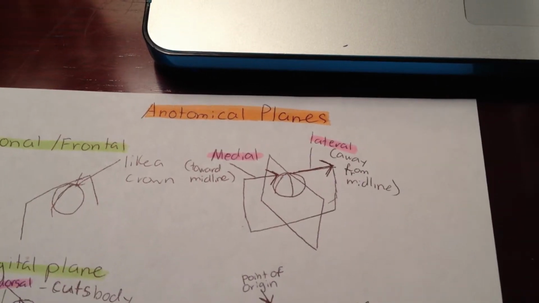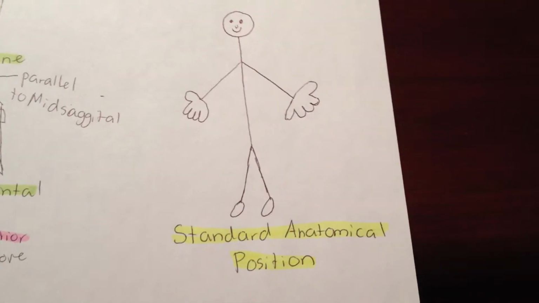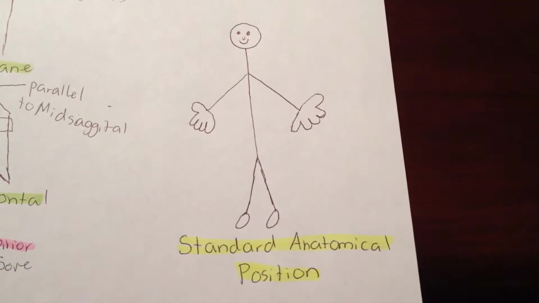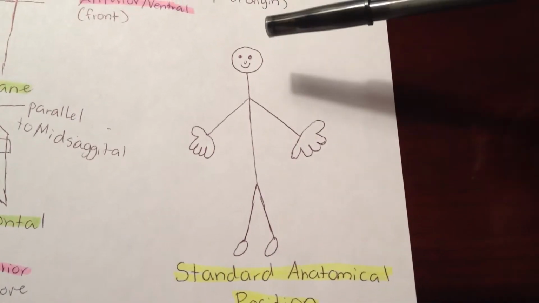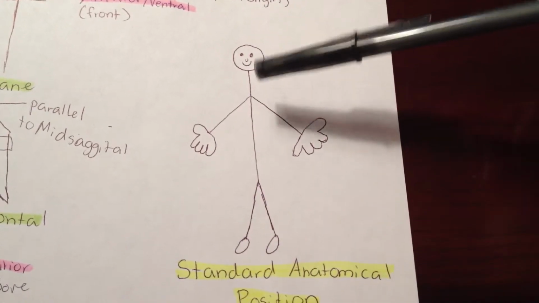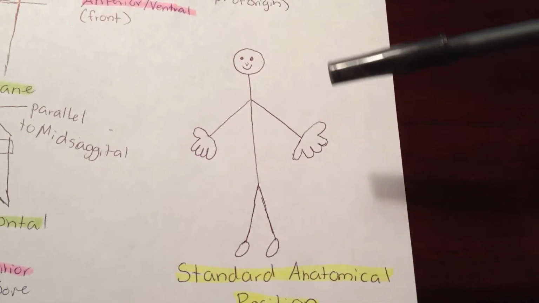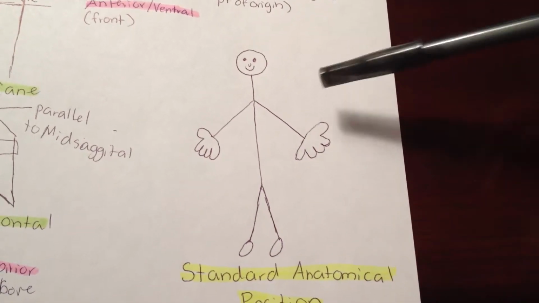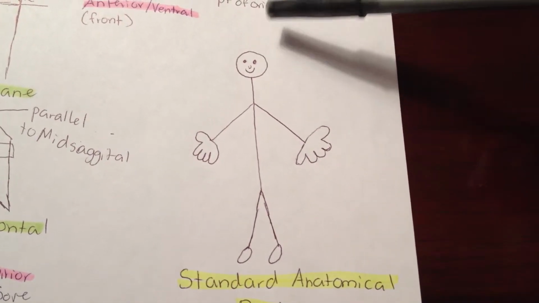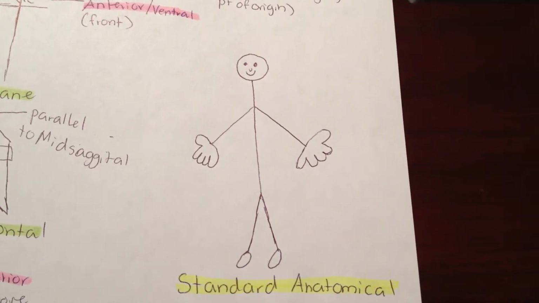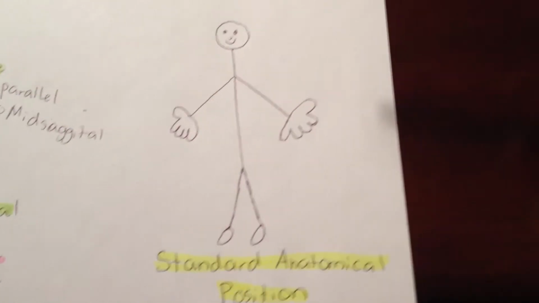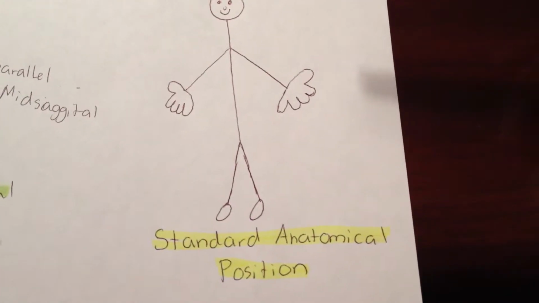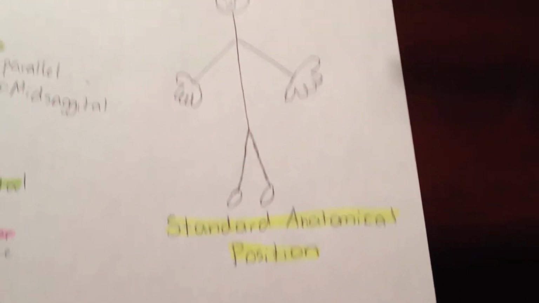Okay, so we're talking about anatomical planes. To start off, we have the standard anatomical position, where you are facing forward, your hands are at your side, and your palms are out. Your eyes are directly forward, and you're just standing straight up. And that is pretty much the anatomical position.